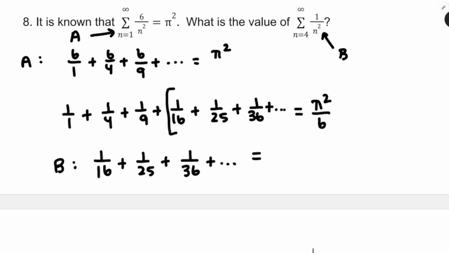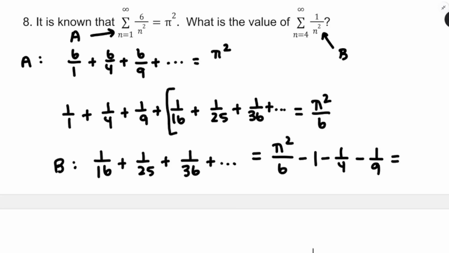Okay, really what I'm interested in is starting here and holding on to including that dot dot dot. So I need to just get rid of the 1 over 1, the 1 over 4, and the 1 over 9. So I'm going to subtract all three of those from both sides of the equation and say that's pi squared over 6 minus 1 minus a quarter minus 1/9.